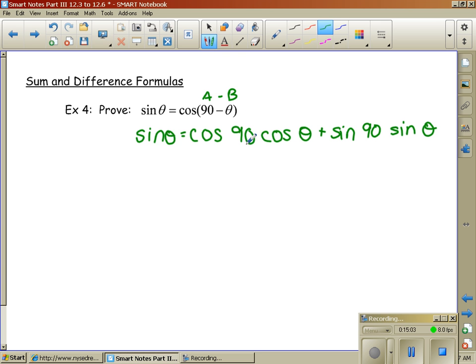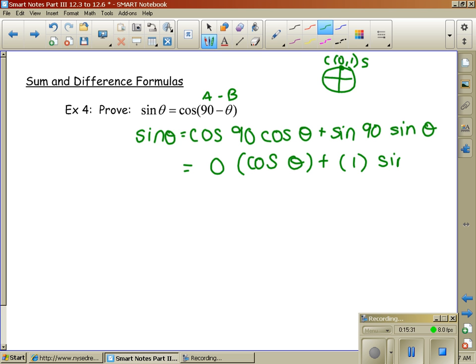Now you have to go back and simplify. Cosine of 90 you can evaluate. Sine of 90 you can evaluate. So go back to your unit circle. 90 is right here. Over 0, up 1. Cosine goes with my x. Sine goes with my y. So the cosine of 90 is 0. Sine of 90 is 1. So all I did was evaluate the cosine of 90 and the sine of 90. Sine of 90 is 1, cosine of 90 is 0, everything else stayed the same.